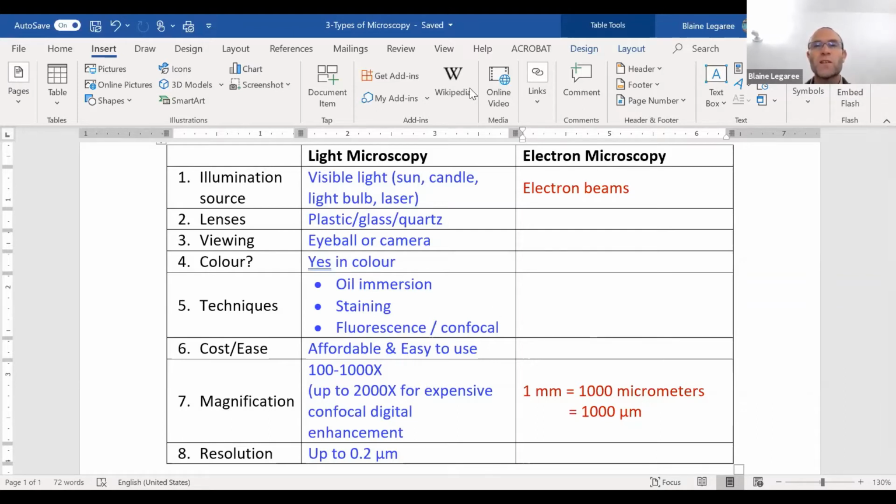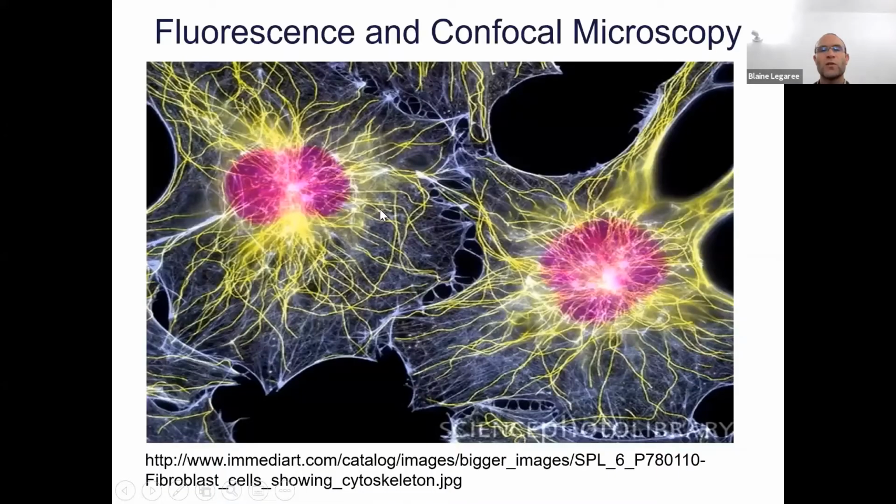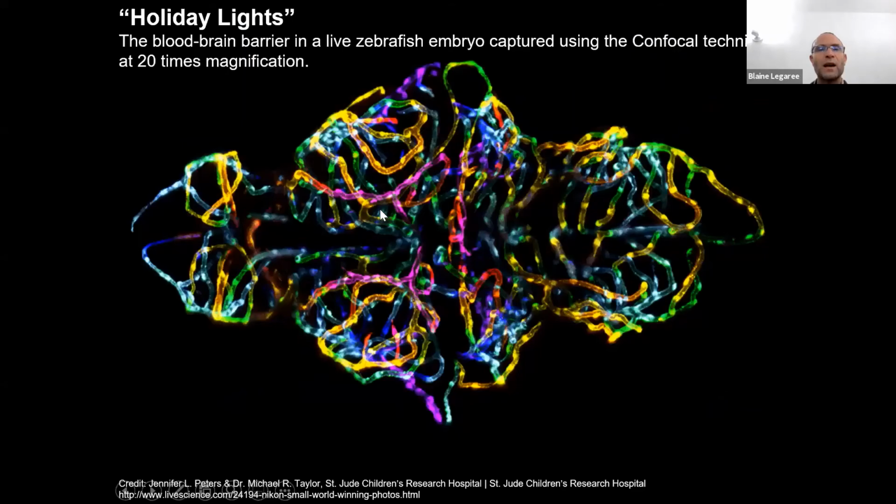Okay, I'm going to move back to the PowerPoint now. If you didn't get all this, don't worry. We will come back to this table that we're making when we talk about the electron microscopy. So I'll go back to the slides and show you a few more pictures. There's another picture of some sort of brain or something like that. It says here in the live zebrafish embryo using confocal microscopy. So some really amazing pictures.